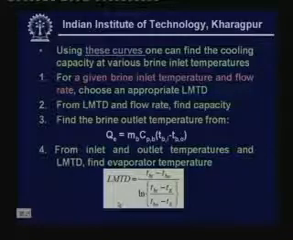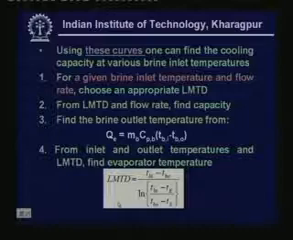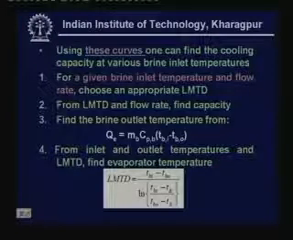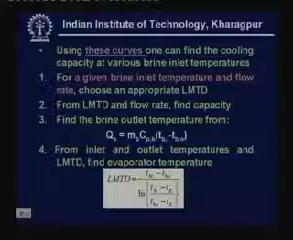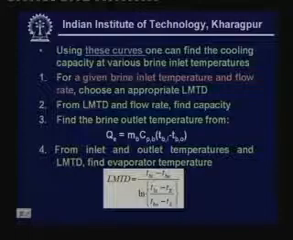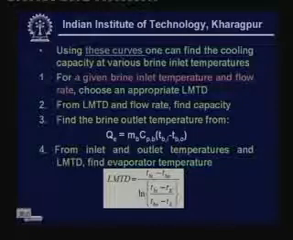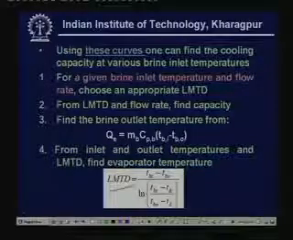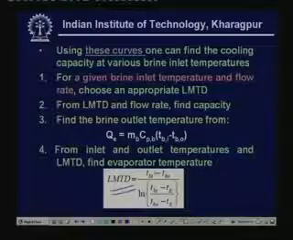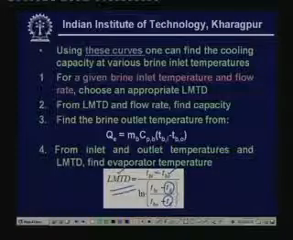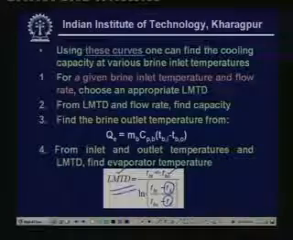So as I said, for a given brine inlet temperature and flow rate, choose an appropriate LMTD, then from LMTD and flow rate find the capacity using the characteristic curves, and find the brine outlet temperature using the equation QE is MB CPB into TBI minus TBO. From inlet and outlet temperatures and LMTD find evaporator temperature. Okay, and as you know, for this brine chiller, the expression for LMTD is like this, where TBI is known to us, TBO is computed, T has to be obtained. Okay, so this is known to us. So there is only one unknown, so you can find out what is the evaporator temperature.